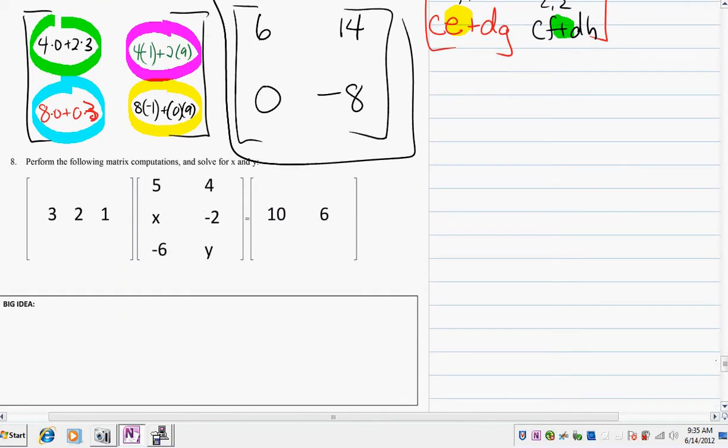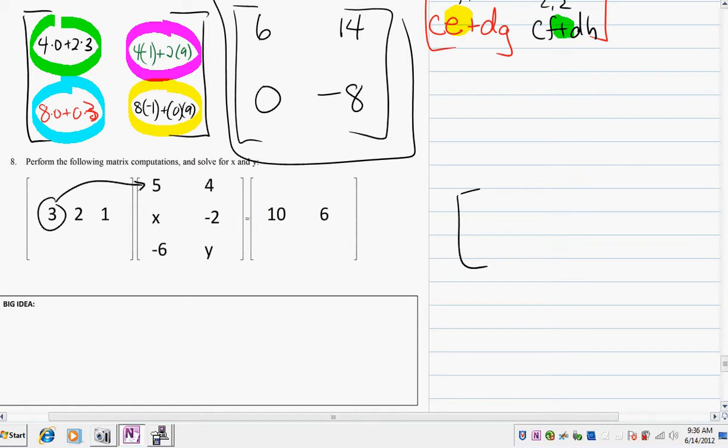Perform the following computations, solve for x and y. So the first thing we're going to do is multiply these and then see if we can figure something out to do with it. So we have, again, 1 row by 3 columns and a 3 by 2. And as long as these middle numbers are the same, we can multiply these. So let's multiply.